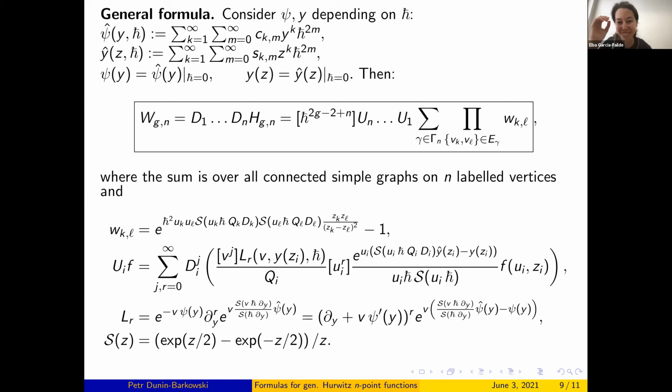Can I ask a question? Yes, Elma. So do you get then some functional relations between the generating series of ordinary maps and fully simple maps? Yeah, precisely. Duality, precisely.